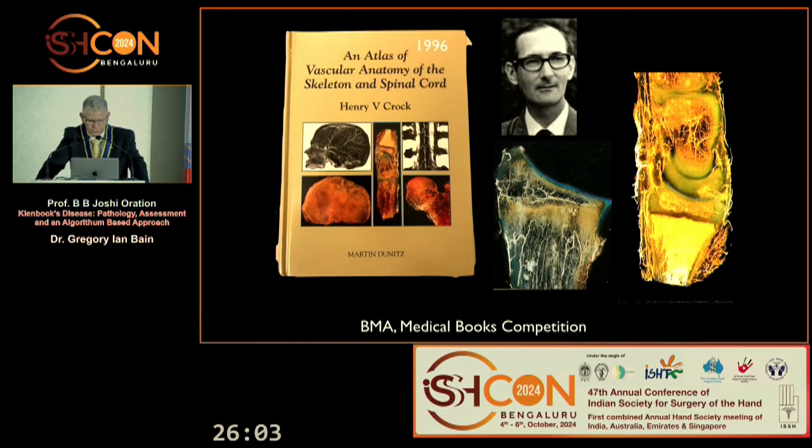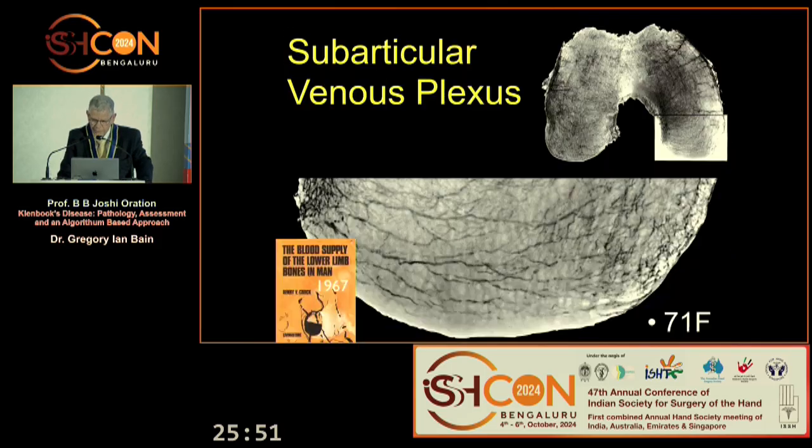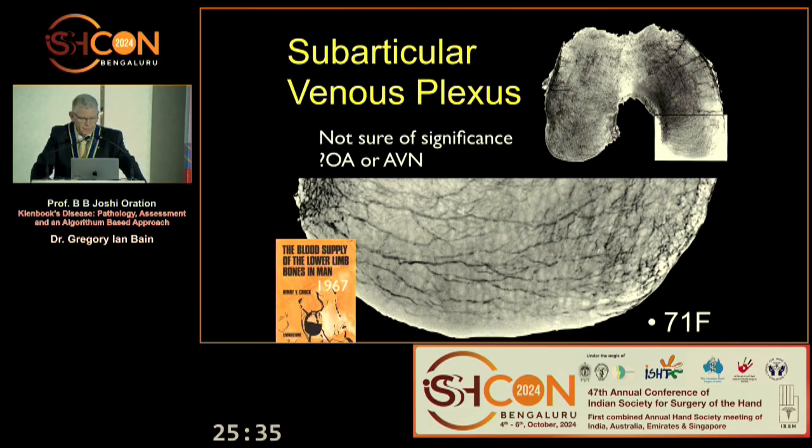Harry Crock, who's one of the most amazing orthopaedic surgeons from Melbourne, he's unfortunately passed away, wrote this incredible book in 1996 on the vascularity of the bone. In that book, he describes a subchondral venous plexus in the knee of the medial and femoral condyles and in the patella. That book was published in 1967. And he wrote in the book that he wasn't sure of its significance in osteoarthritis or avascular necrosis.